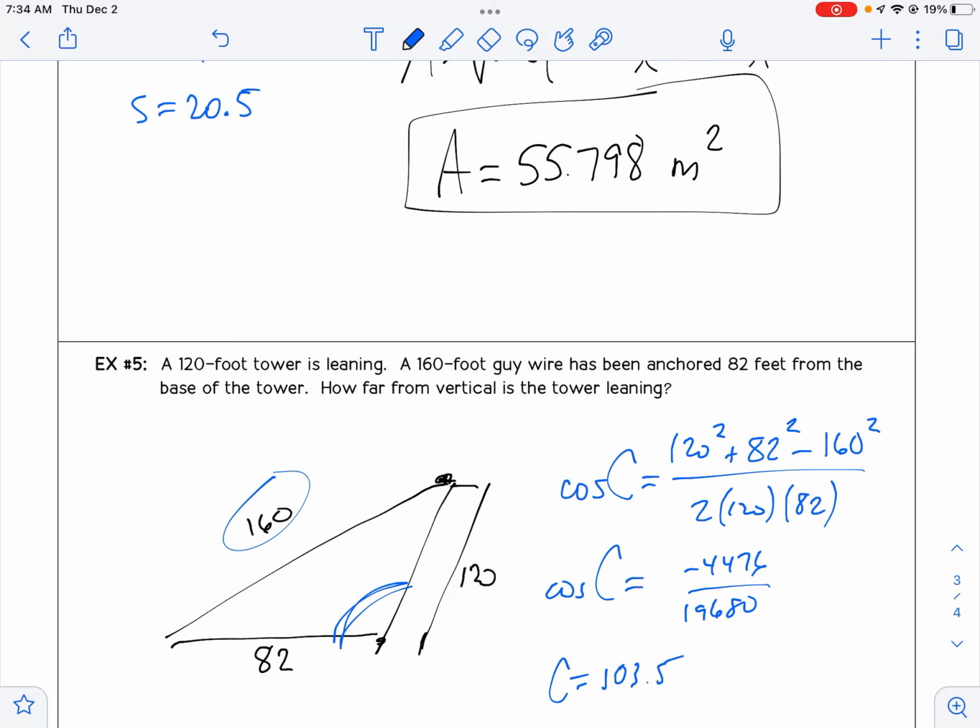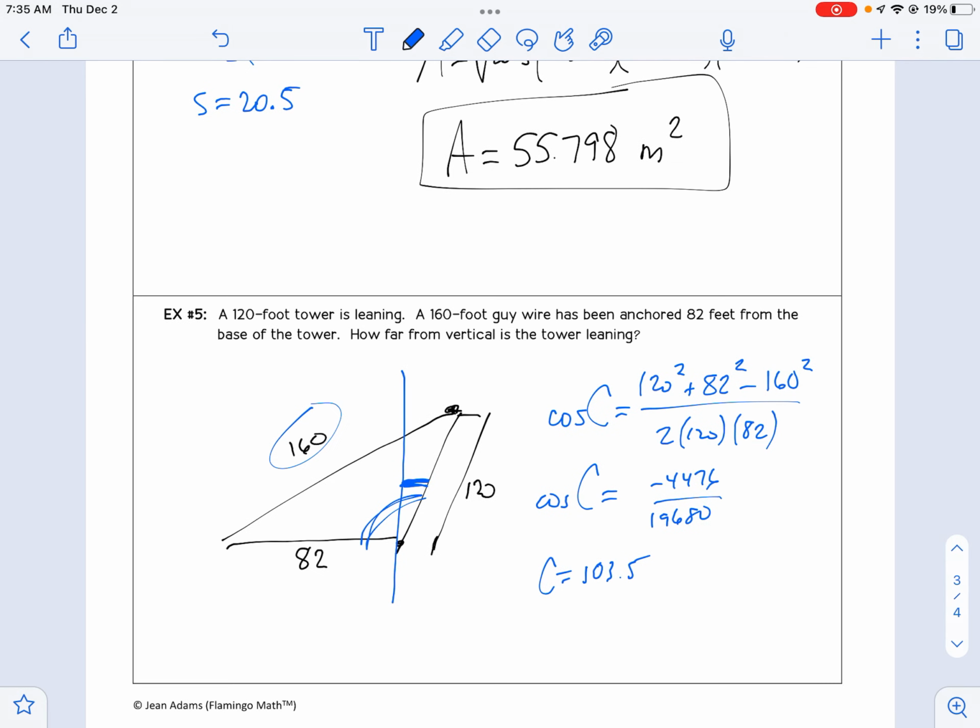Then I do inverse cosine to find that my angle is 103.5. So how far from the vertical is it leaning? 103 wouldn't be the answer, because that means it would have fallen over and be below the horizon. Remember, the vertical is 90, so we actually want to know this angle here. We have to not just solve the problem, but then answer the question. How far past the 90 is it leaning? That would be 13.5 degrees. All right, so that's your law of cosines stuff. Submit these notes and then look forward to the practice.